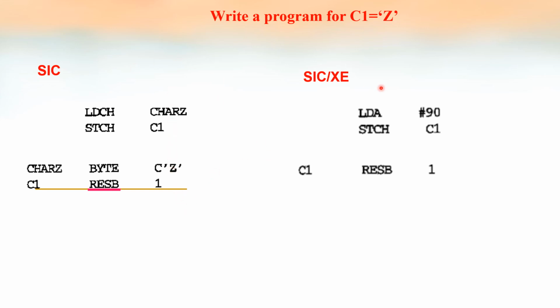Now the same program in SIC/XE, how we'll write it. Instead of the constant we can give direct values. So the ASCII value of Z we can give here using the immediate mode. So LDA #90. This ASCII value of Z is loaded into the accumulator and then STCH stores that character into the memory location C1. Since we are giving an immediate value here, we'll use LDA and then store that value of the character Z into the memory location C1. So here we are giving C1 RESB 1.